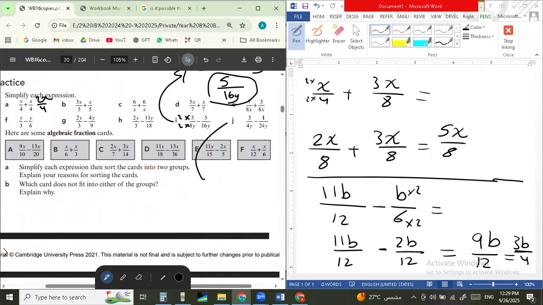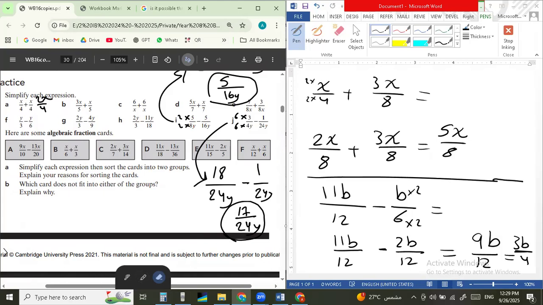j, let's take it down here. In j, I'm going to multiply 4y by 6 and multiply the 3 by 6. That will make the denominators the same. So it's going to become 18 over 24y minus 1 over 24y. What is the denominator going to be? 24y as it is. 18 minus 1 is 17. As you see, guys, we're following the same steps exactly. All right. Let's erase all of this.